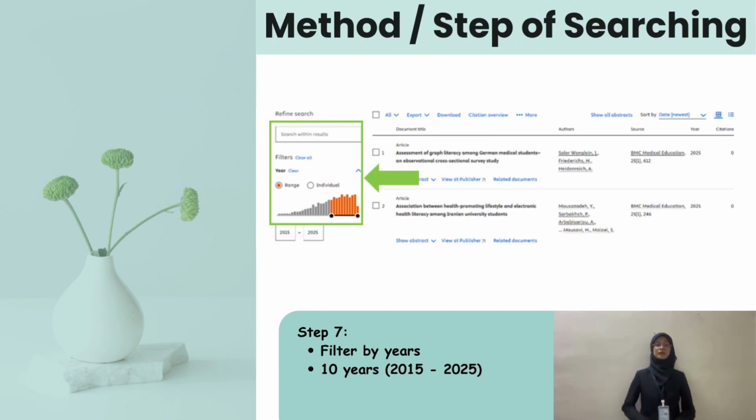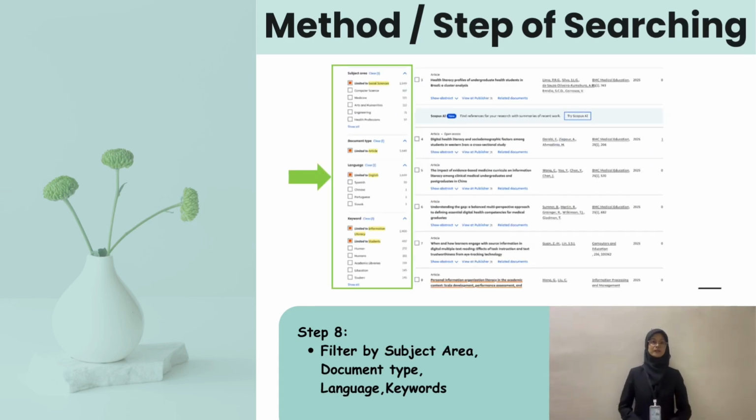The first thing that we filter is by years. We limit it to 10 years, from 2015 until 2025. Moreover, we also filter by subject area, document type, language, and keywords. For the subject area, we limit to social science only. For the document type, we only choose article, and for the language, we limit to English. The last one, for the keywords, we limit to only information literacy and students.